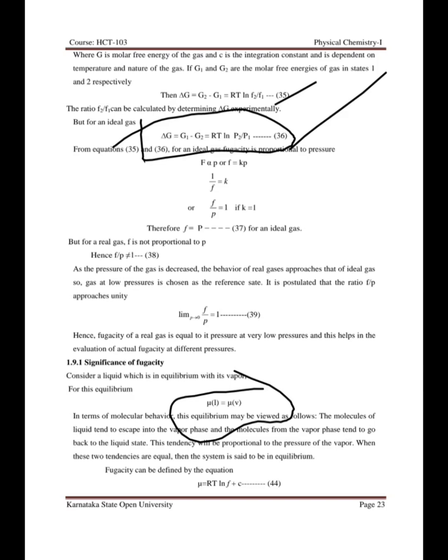When these two tendencies, from liquid to vapor and vapor to liquid state, are equal, the system is said to be in equilibrium. So that can be represented here. Mu is nothing but the chemical potential. So the chemical potential can be calculated by mu is equal to RT ln of F plus C, where F is the fugacity of the system.